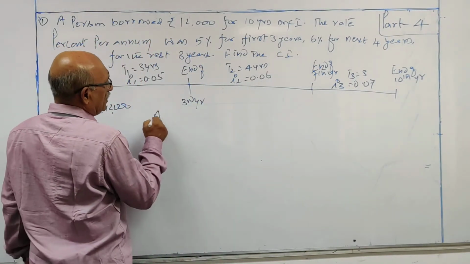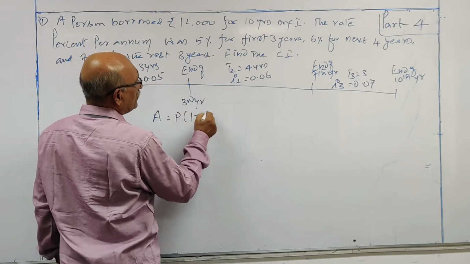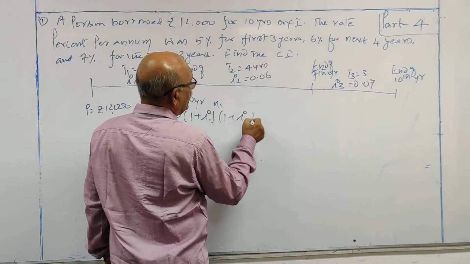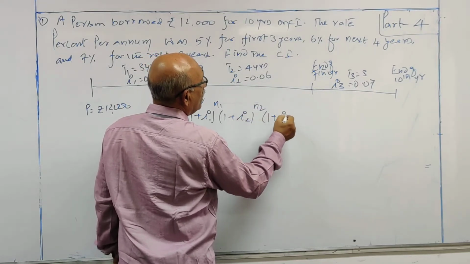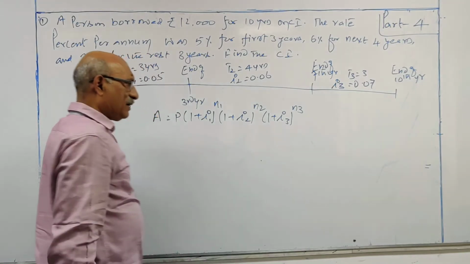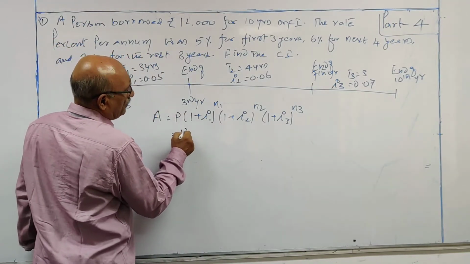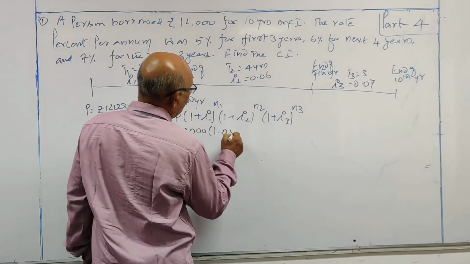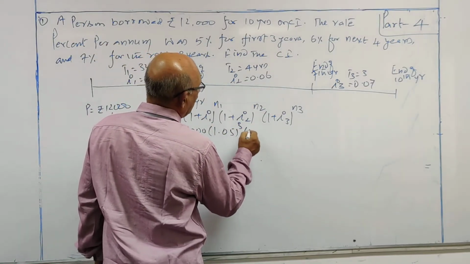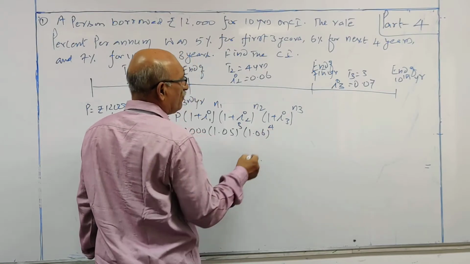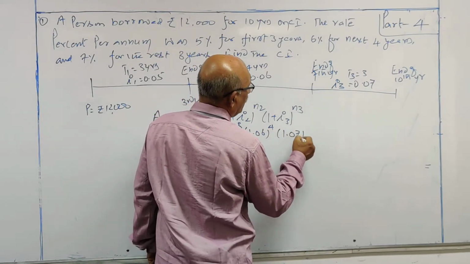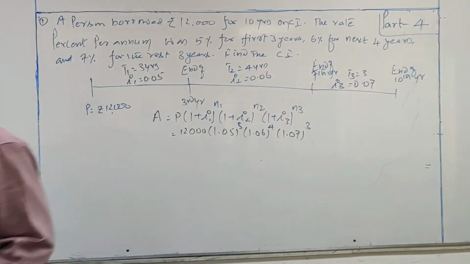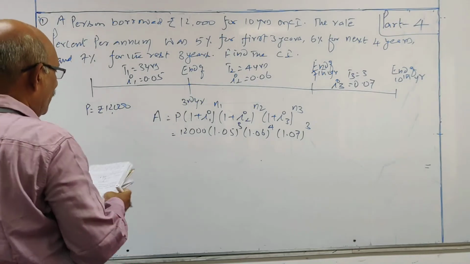Now look at this. Amount is equal to principal into (1 plus I1) whole power n1, (1 plus I2) whole power n2, (1 plus I3) whole power n3. Principal is 12,000 into 1.05 whole power 3, 1.06 whole power 4, 1.07 whole power 3. Now using your calculator you can simplify. I am writing the values.